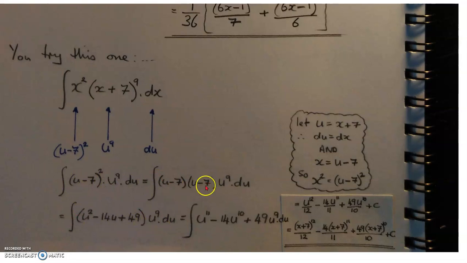When you do that, you're left with this u to the power 9 outside those brackets. When you multiply it all in, you get u to the power 11 minus 14u to the power 10 plus 49u to the power 9 du. Now you integrate all of those term by term, and you get u to the power 12 over 12 minus 14u to the power 11 over 11 plus 49u to the power 10 over 10 plus c. Replace the u's with x plus 7, and there is your final answer.